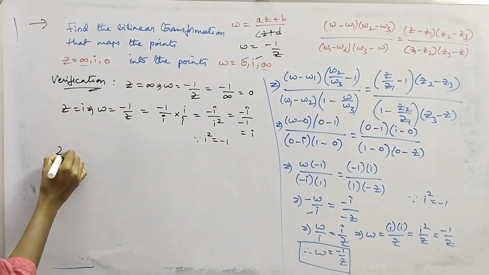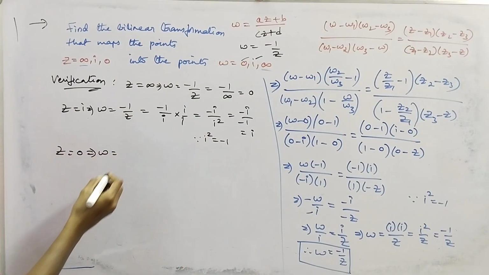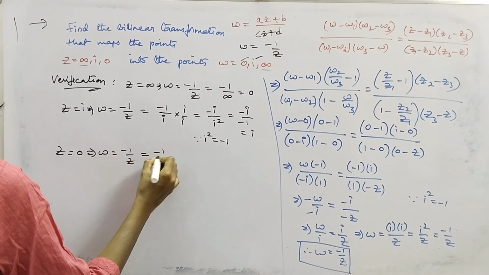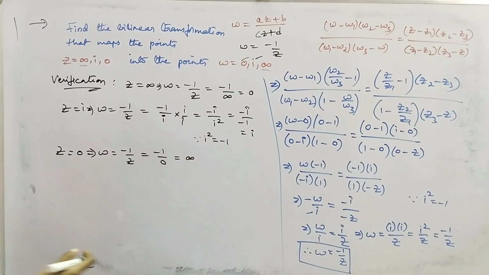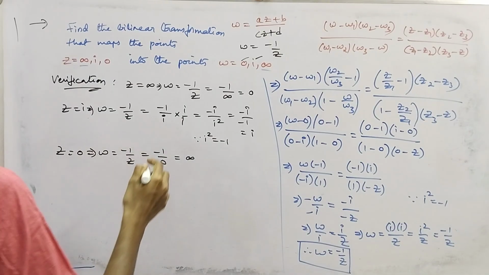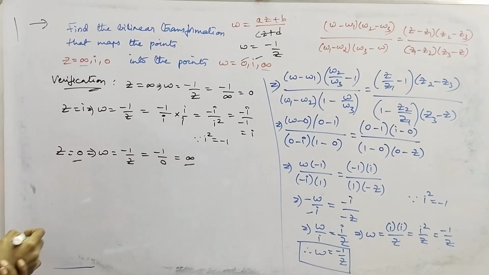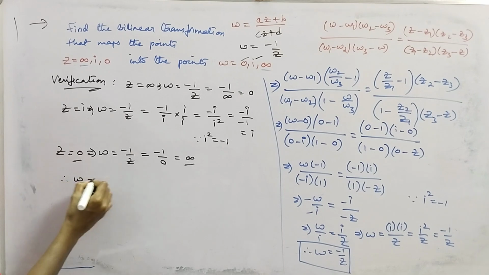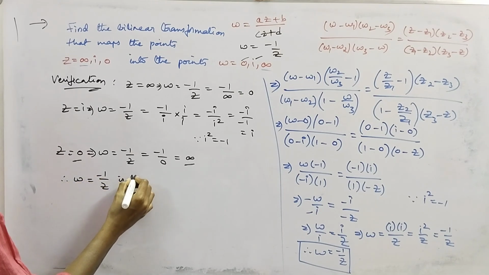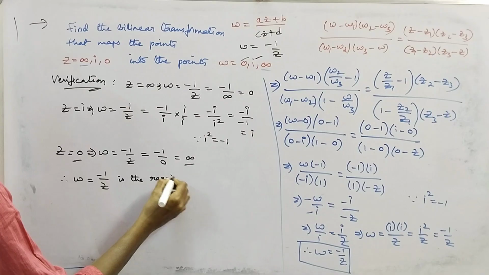Now coming to the third point, when z equal to 0, ω equal to minus 1 by z, substitute the value of z, which is 0, 1 by 0, infinity. Minus 1 by 0 is undefined; infinity is nothing but undefined. Okay, fine. When z equal to 0, we got infinity. So therefore, the final conclusion: ω equal to minus 1 by z is the required bilinear transformation.